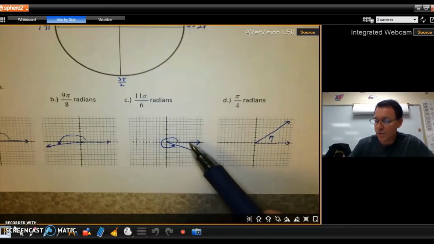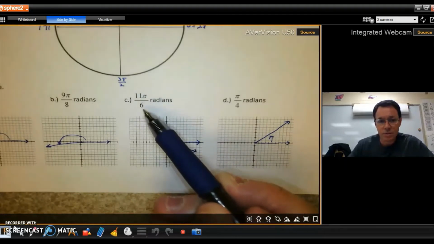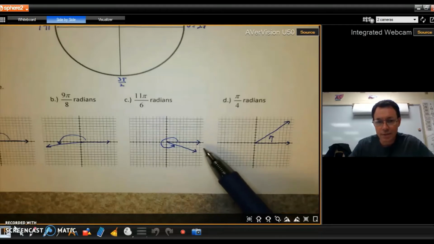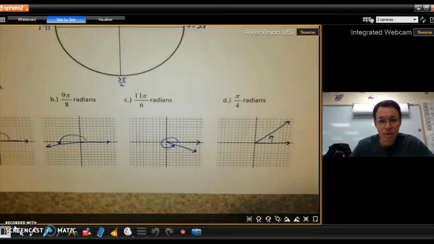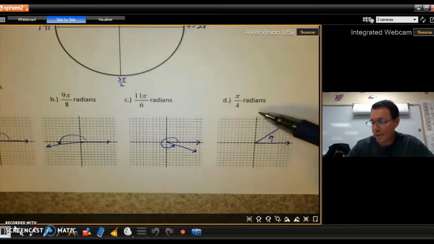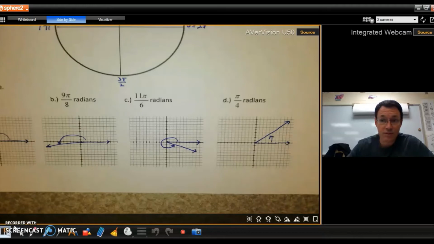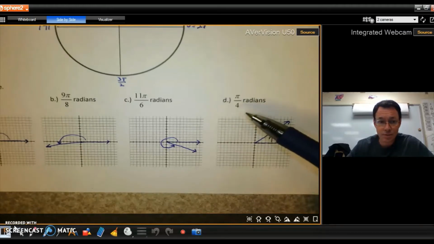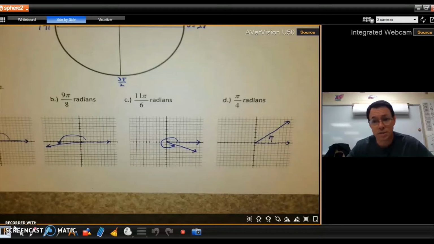11/6 is almost a complete circle. 12/6 would be 2. So you're almost all the way around, not quite. So that's the angle that we're talking about, 11 pi over 6. Next one, if this is 1/2 pi, a 1/4 pi would be like a 45-degree angle. So pi over 4 is exactly equal to a 45-degree angle, which we're going to talk about a little bit later.